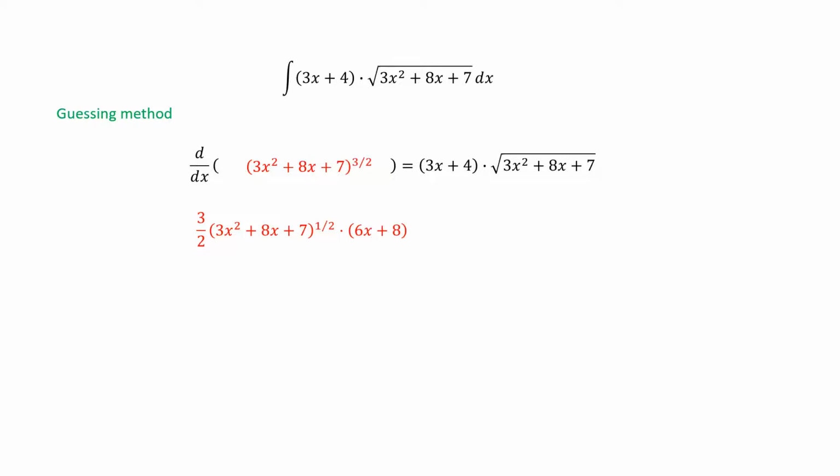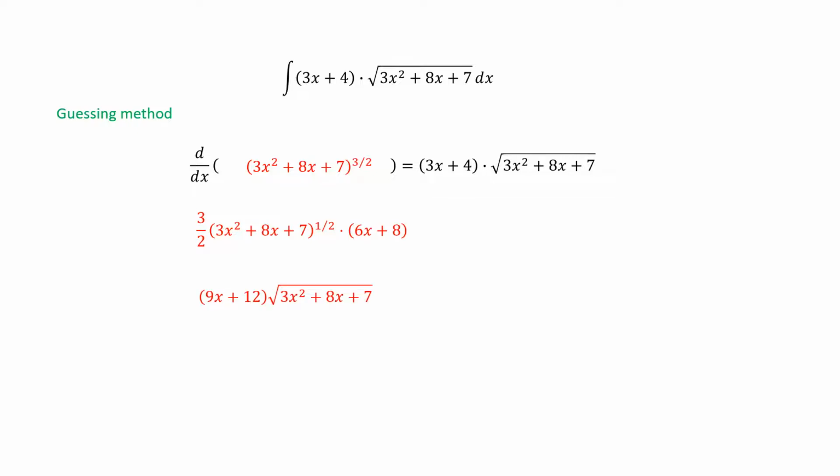So when we take the derivative here, we use the chain rule. The 3/2 comes down, decreases by 1, making it the 1/2 power, and then the chain rule says we have to multiply by the derivative of the inside function. That would be 6x plus 8.